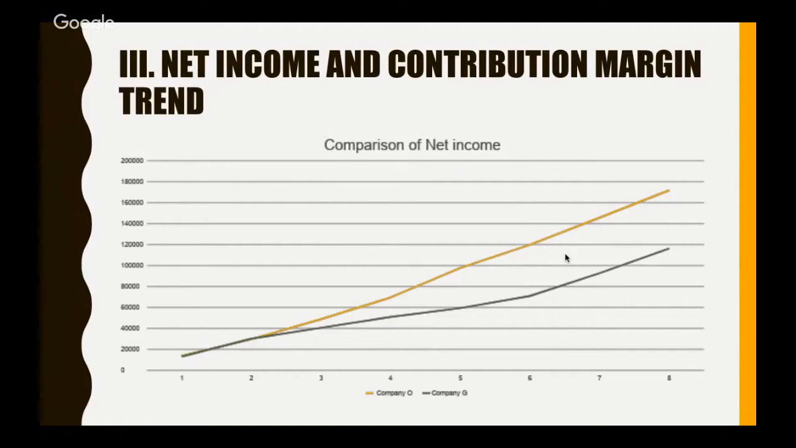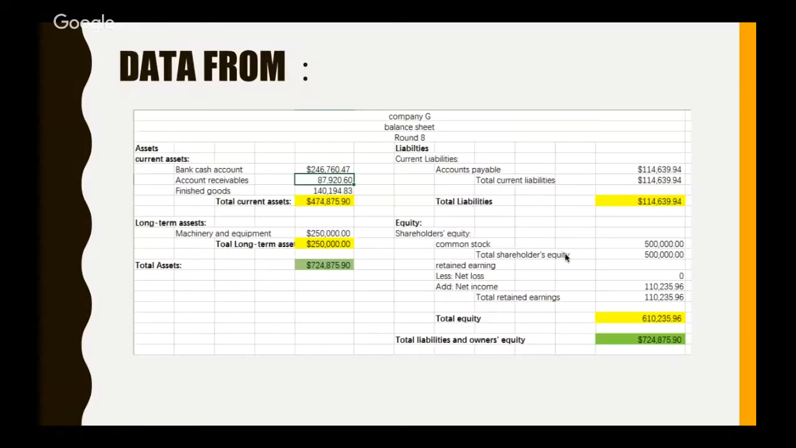Now here are the balance sheet and the income statement of company G and company O.